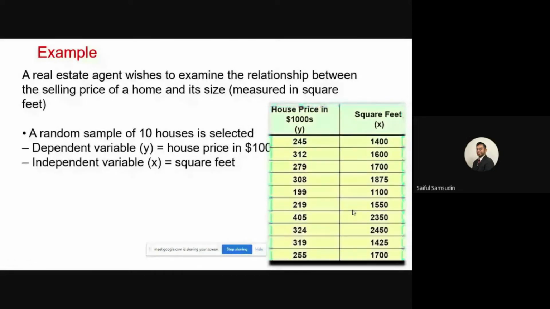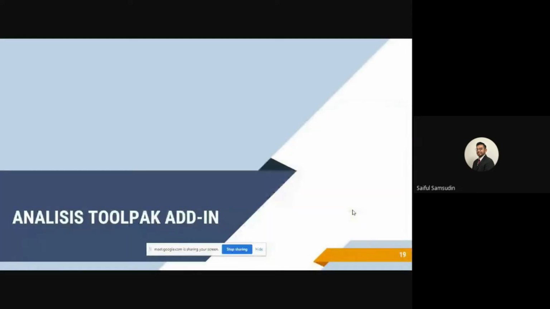So let me continue. Do you know the analysis toolpak in Excel? Saya pernah dengar. Okay. Some of you maybe are knowing about the toolpak add-in for the first time, so I will show you how to activate the analysis toolpak add-in in your Excel.